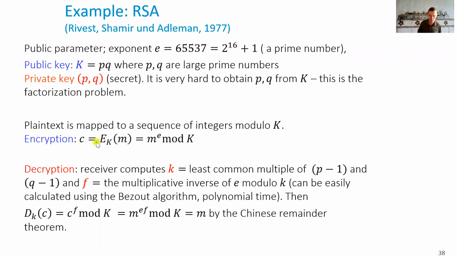The decryption is difficult if you don't know how to factor K, because this is an exponentiation, and what is known in number theory is that doing the inverse of an exponentiation in modulo arithmetic is a very hard problem. That's called a discrete logarithm problem.